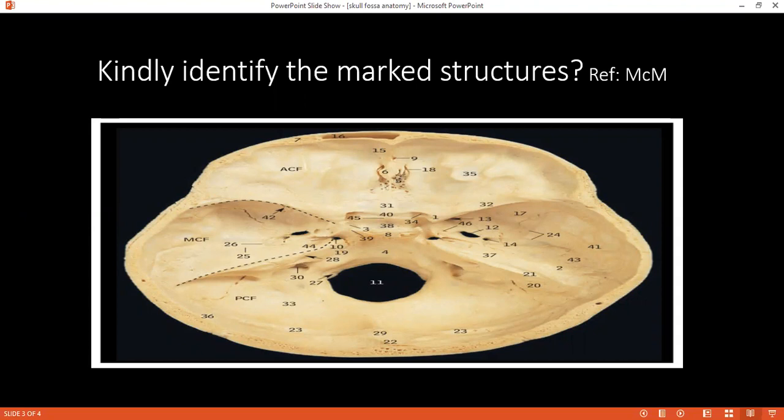Right. Can you please tell me if there is a metastasis of tumor or something on the skull, how would it appear? It will appear as an osteolytic lesion. What is the most common tumor which metastasizes to the skull? It's multiple myeloma.